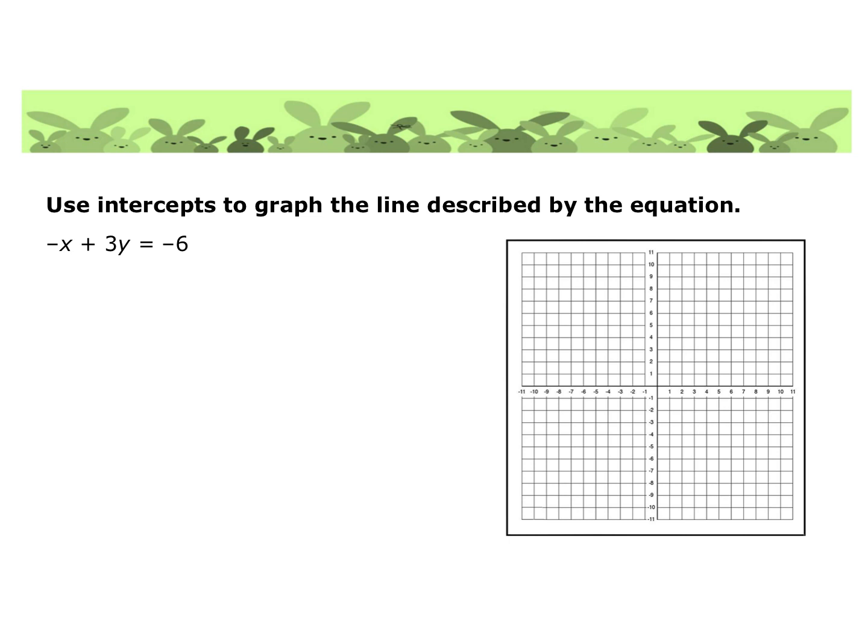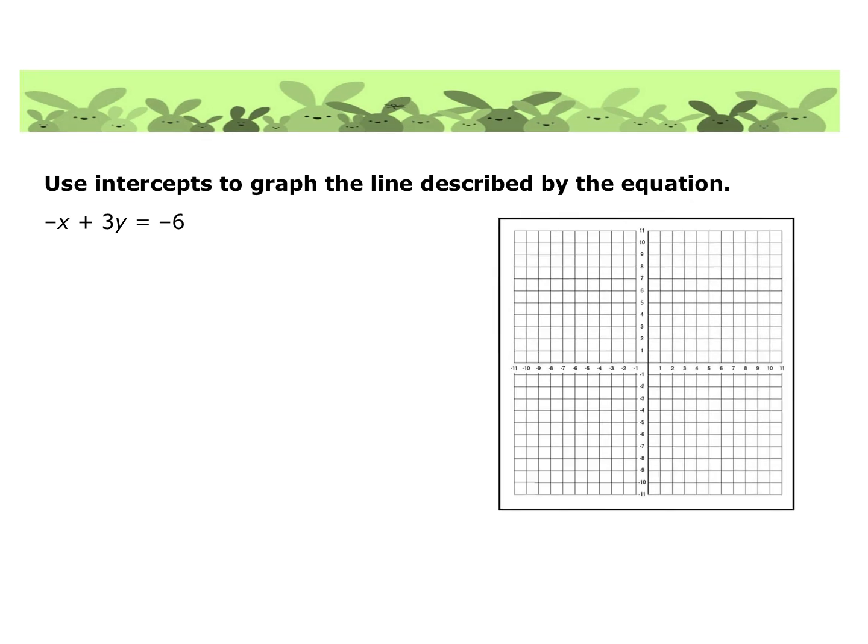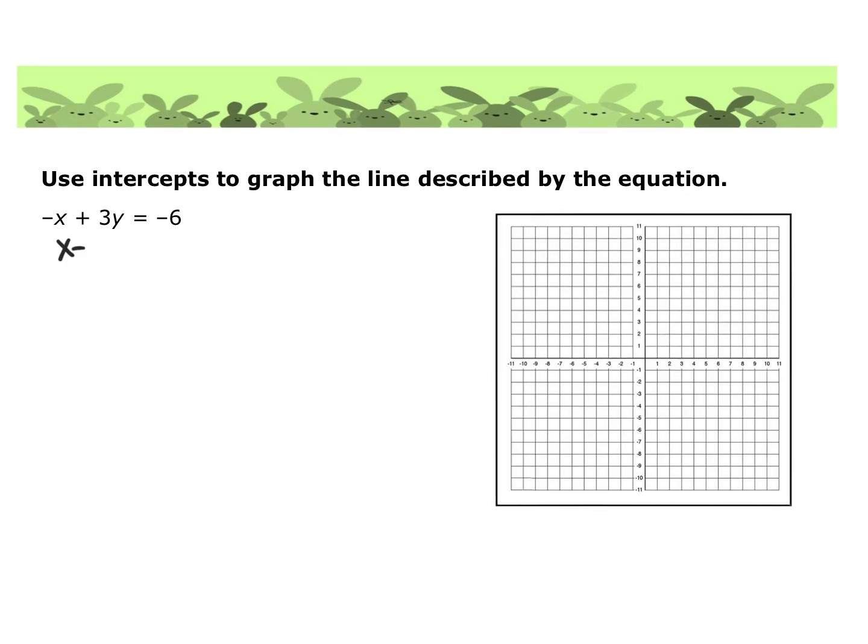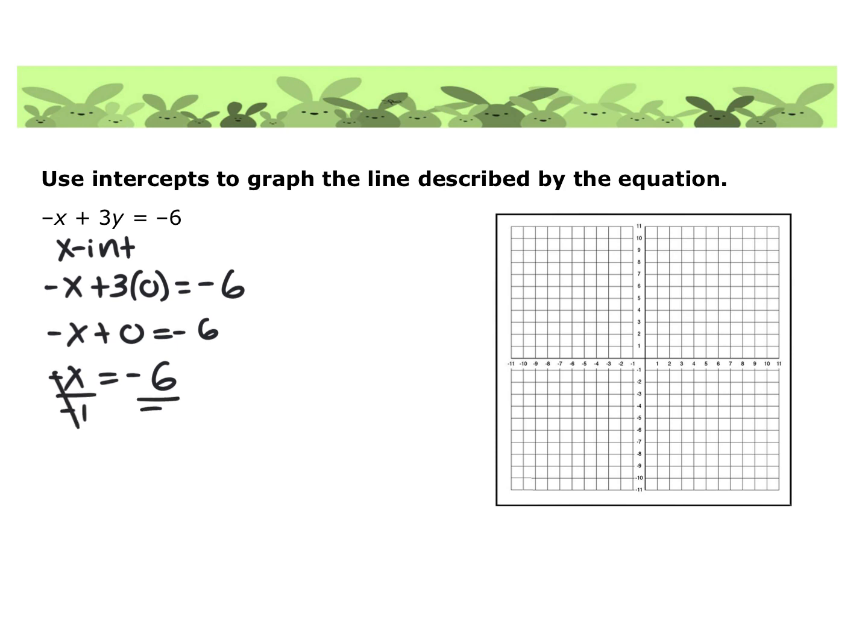So we're going to start with the x and y-intercepts again. X-intercept first. So our y is going to be 0, so negative x plus 3 times 0 equals negative 6. Negative x plus 0 equals negative 6. Negative x equals negative 6. And since we want the x to be positive, we're going to divide by negative 1 on both sides to get rid of that negative. And it's going to leave us with x is equal to 6.